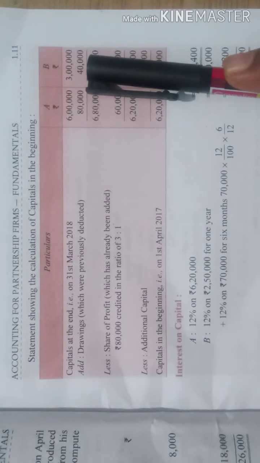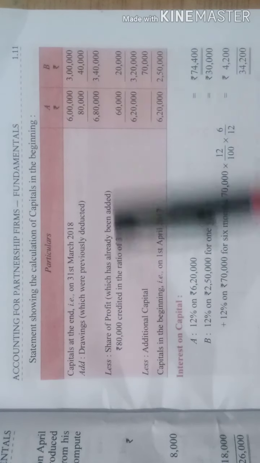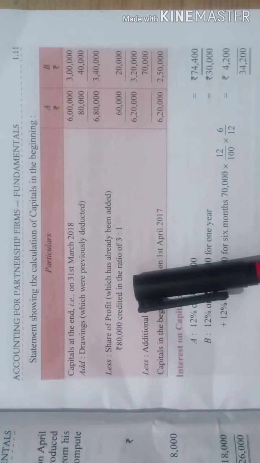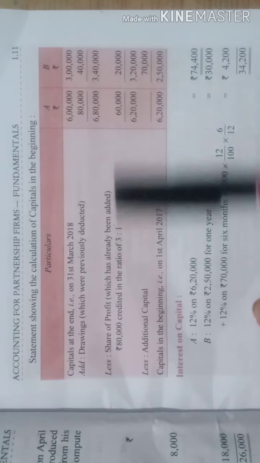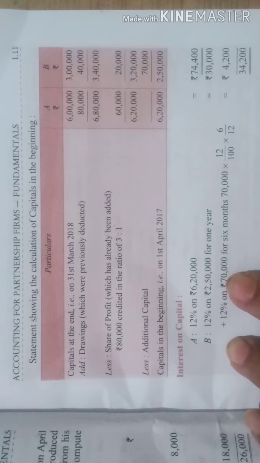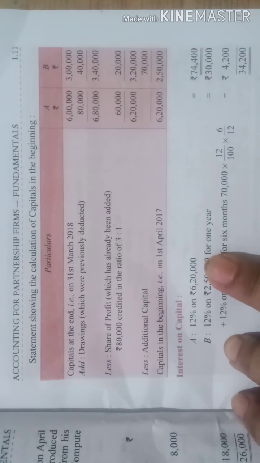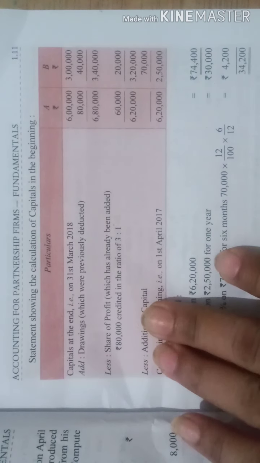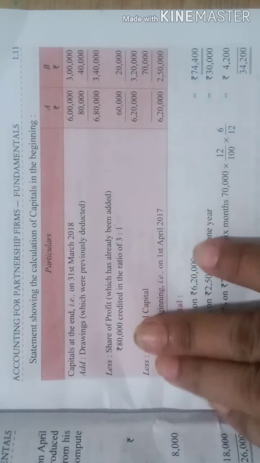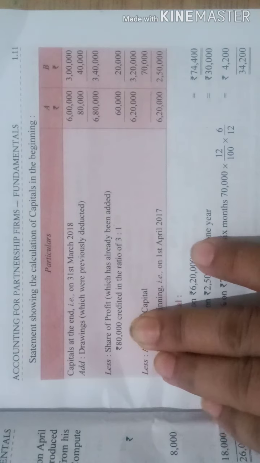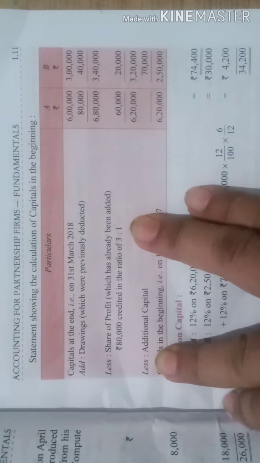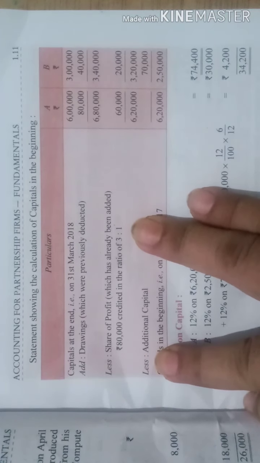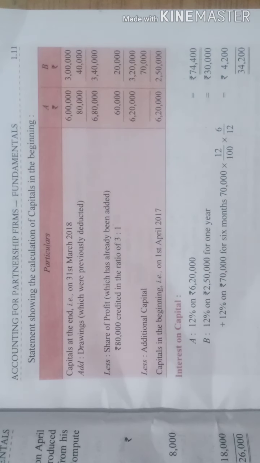So now we have added those amounts of drawing. Now what will we less? We will less the profit. Why? Because the profit must have been taken by the partner. So we will reduce the profit, which has already been added. So 80,000 credited in the ratio of 3:1. So what happened? 80,000 of profit was added in the capital.